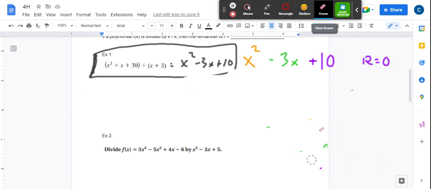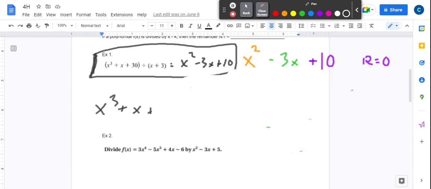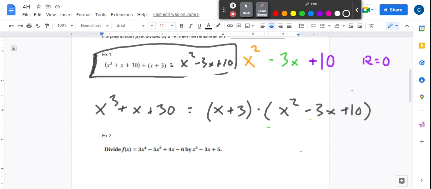what this tells us is that x cubed plus x plus 30 is really equal to x plus 3 times x squared minus 3x plus 10. Okay. Now, what's cool about this is now we don't have a remainder or anything. We can also factor this. We can also factor that.